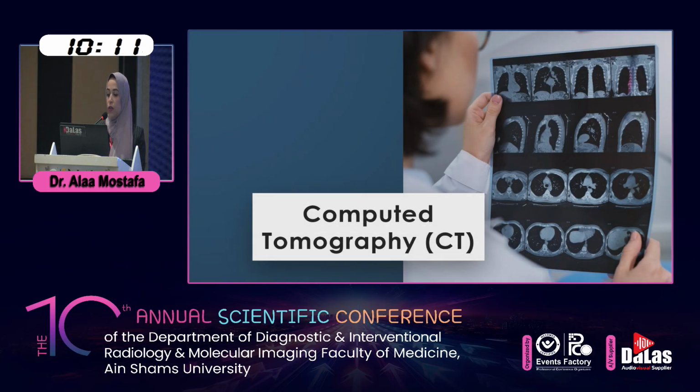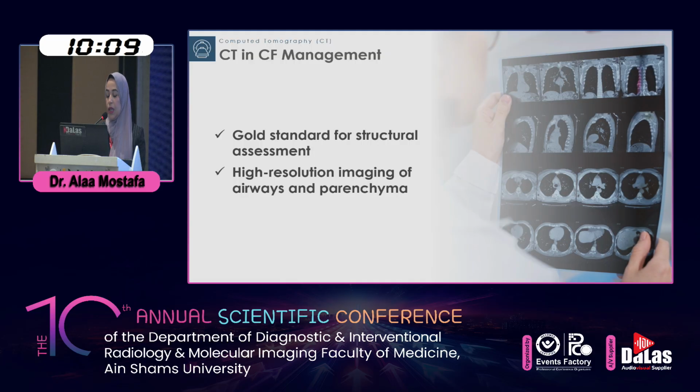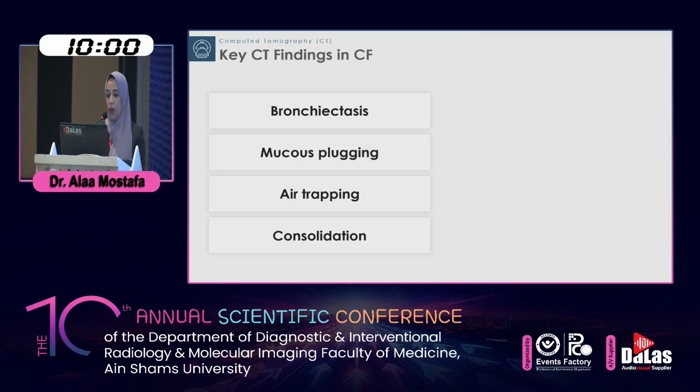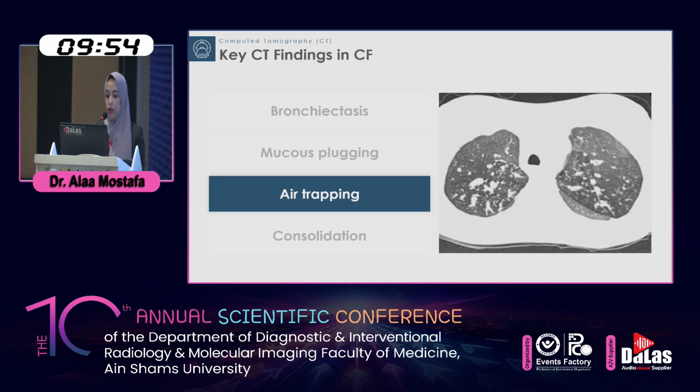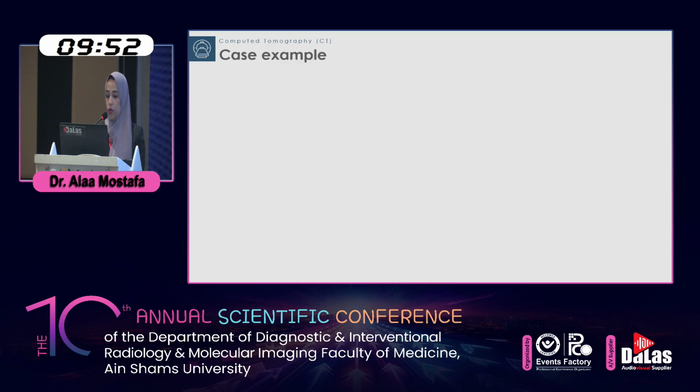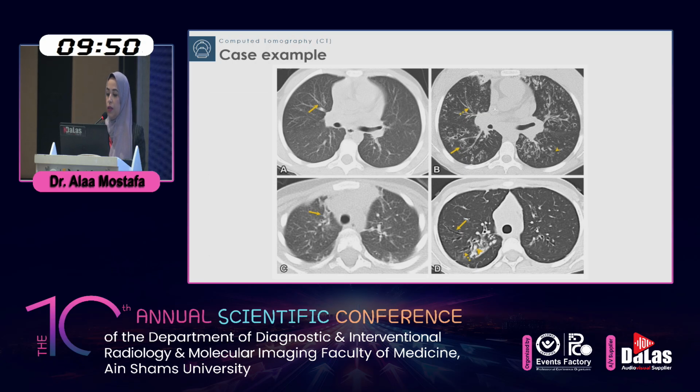Now, we will discuss the role of computed tomography. CT is the gold standard for assessing structural lung damage in cystic fibrosis. It provides high-resolution images of airways and parenchyma. Key CT findings in cystic fibrosis involve bronchiectasis, mucus plugging, air trapping, and consolidation. Here is a case example showing CT monitoring of disease progression in a patient with cystic fibrosis.